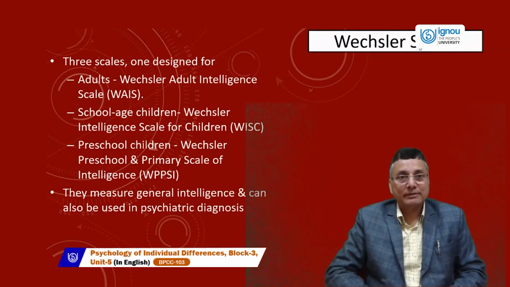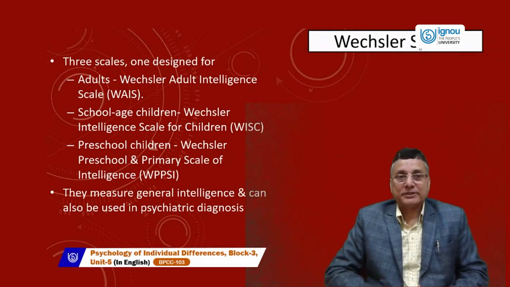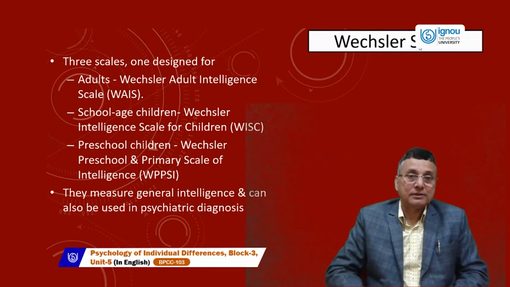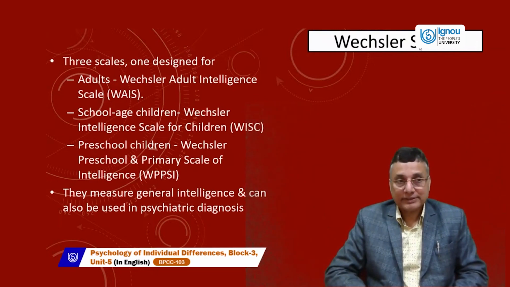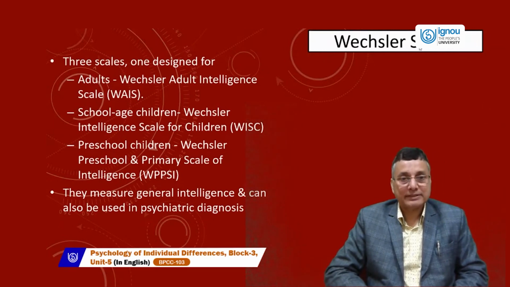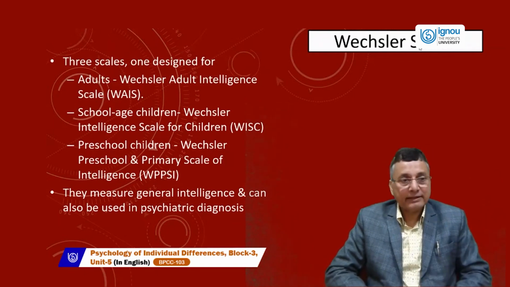Actually, the first name of this test was the Wechsler-Bellevue test. Later the name of the test was changed and it was made the Wechsler Adult Intelligence Scale. The test was later developed for school-age children, and is called the Wechsler Intelligence Scale for Children, WISC. Then it was developed for preschool children also, called the Wechsler Preschool and Primary Scale of Intelligence, WPPSI. They measure general intelligence and can also be used in psychiatric diagnosis.